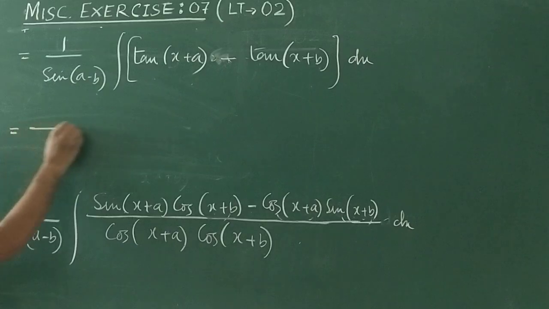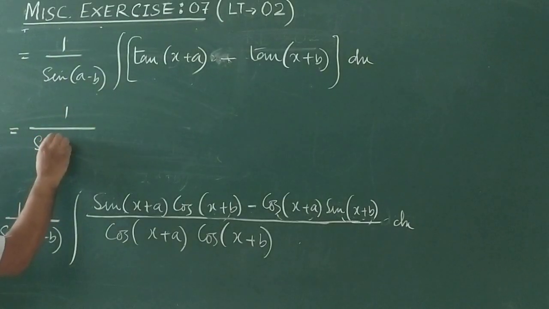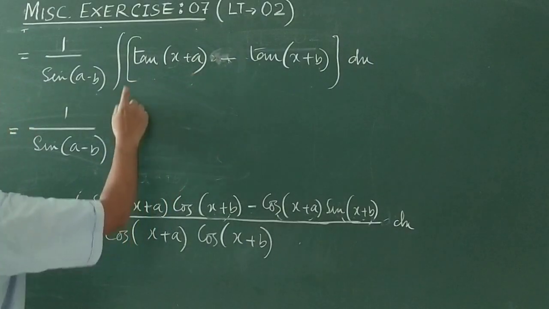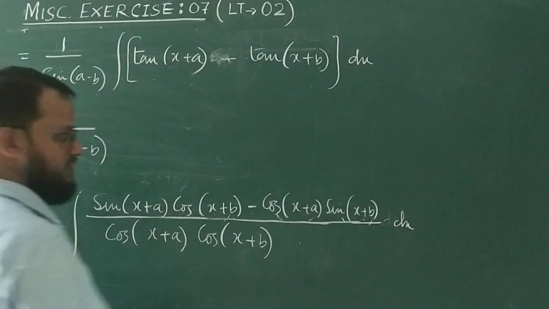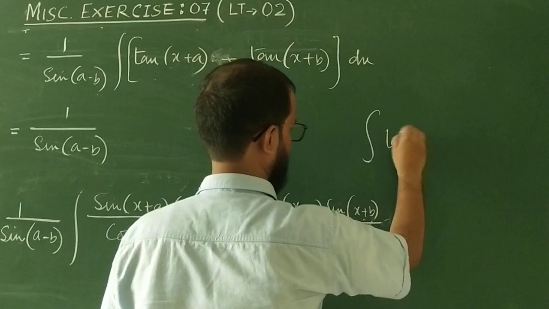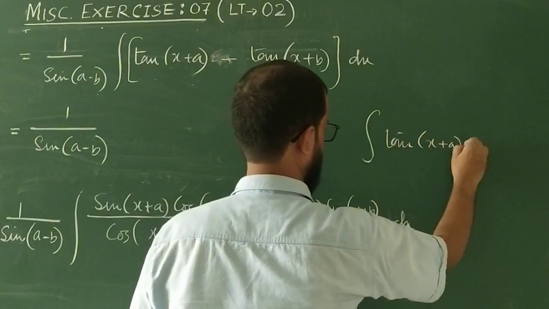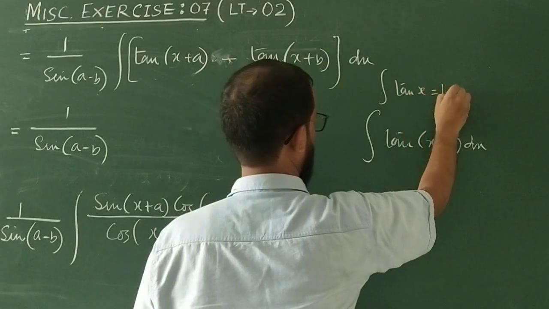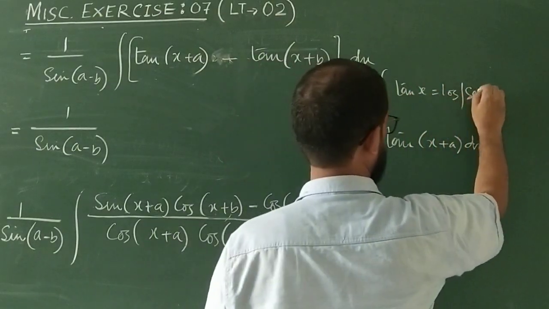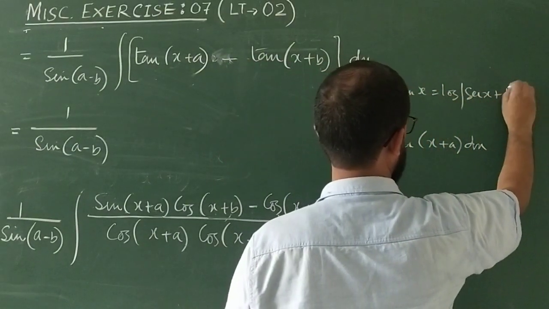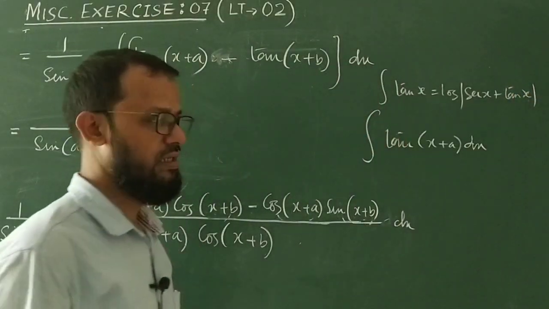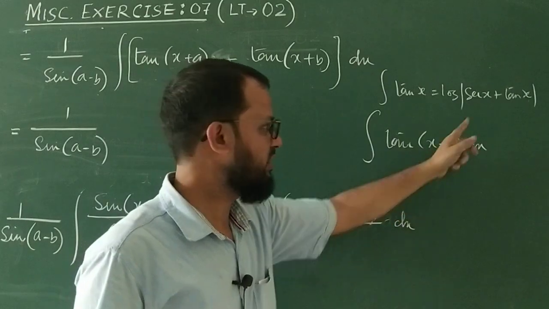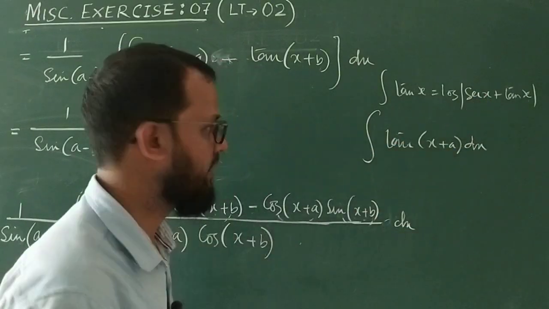Here you see 1 by sin(a - b) is there. One integral will be integration of tan(x + a) dx. You know a formula, integration of tan x is equal to log modulus of sec x plus tan x. You got this. So here x is replaced by a linear term x + a. So you can replace every x by x + a.